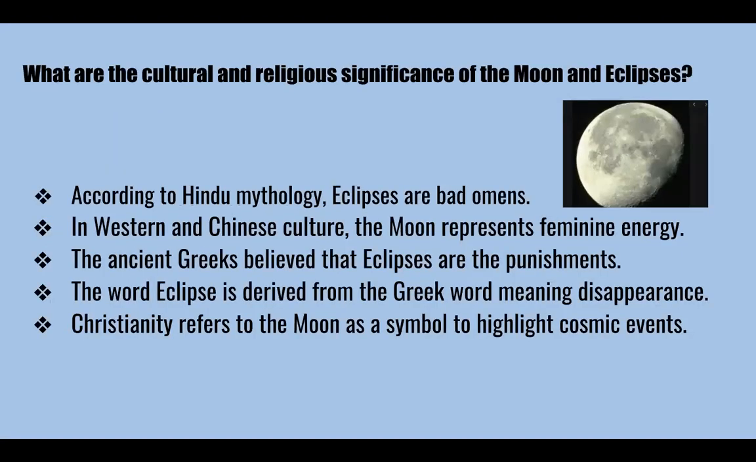The cultural and religious significance of the moon and eclipses: according to Hindu mythology, eclipses are bad omens. However, in Western and Chinese culture, the moon represents feminine energy. The ancient Greeks believed that eclipses were punishments, because the word eclipse is derived from the Greek word meaning disappearance. Lastly, Christianity refers to the moon as a symbol to highlight cosmic events.